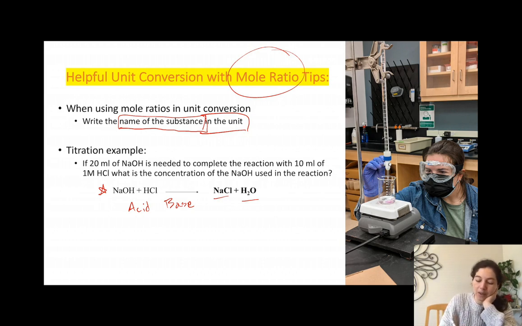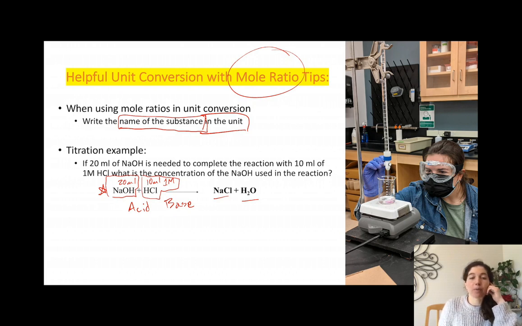So if we have 20 mL of NaOH needed to complete a reaction with 10 mL of 1 molar HCl, all of this belongs to our HCl, this belongs to our NaOH. What is the concentration of the NaOH used in this reaction?